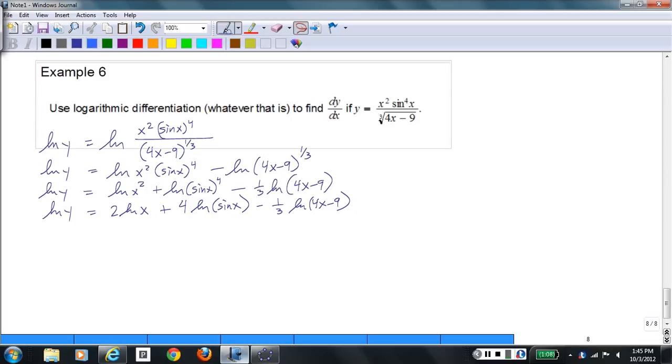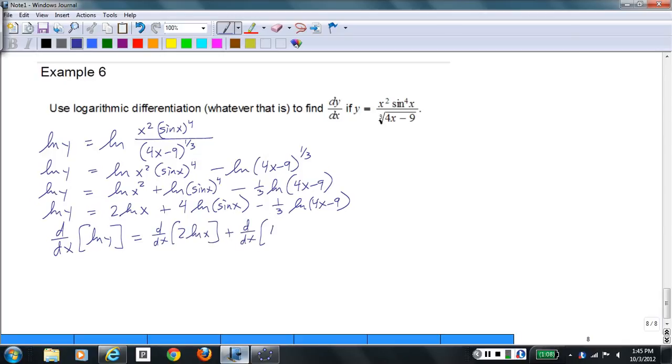It's going to be d dx of the natural log of y equals, I'm going to go ahead and differentiate term by term on the right-hand side, or at least write it out that way. d dx of the entire right-hand side would be d dx of 2 natural log of x plus d dx of 4 natural log of sine x minus d dx of 1/3 natural log of 4x minus 9.